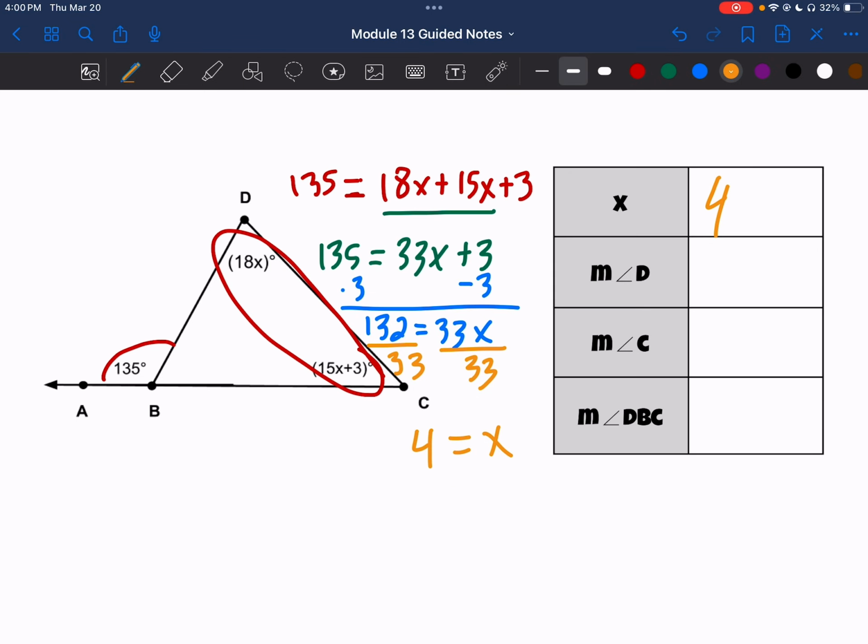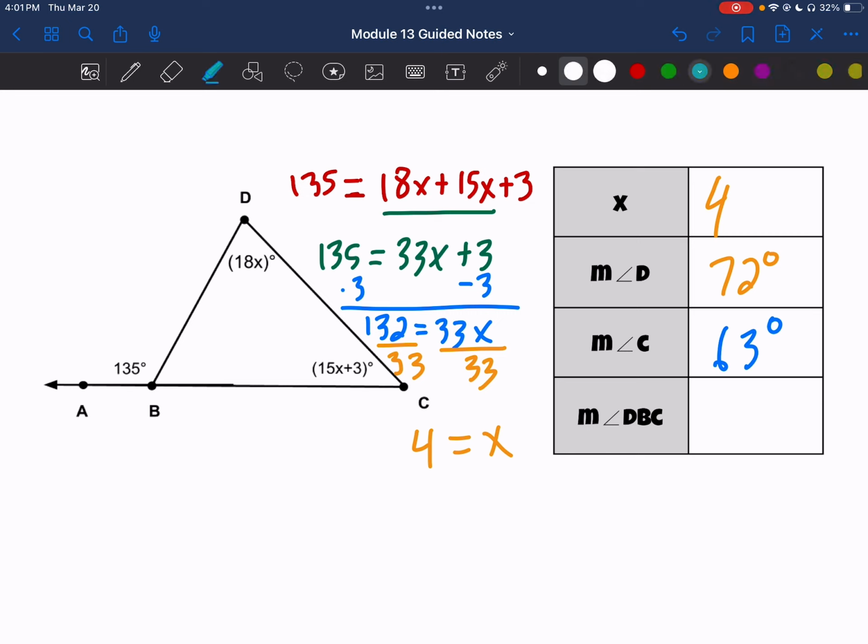No degrees, just 4. Now, if we want to find the measure of angle D, angle D is 18 times 4. So 18 times 4 is 72 degrees. The measure of angle C, 15 times 4 is 60, plus 3 is 63 degrees. And our last one, the angle DBC. So starting at D, going to B, going to C.